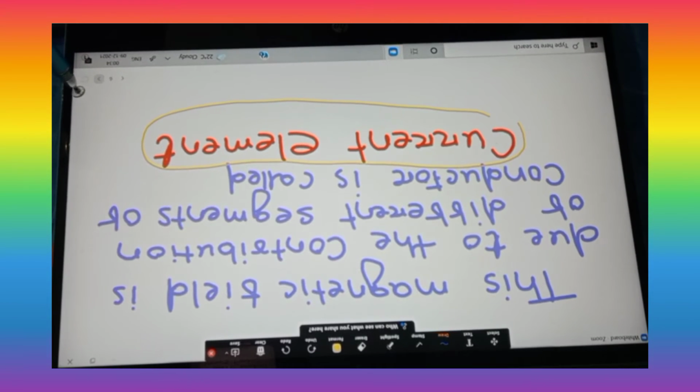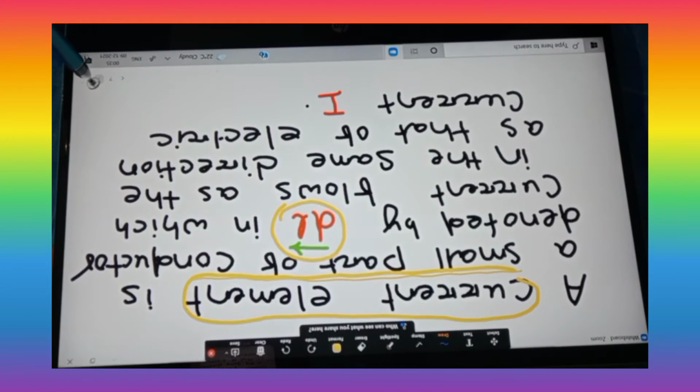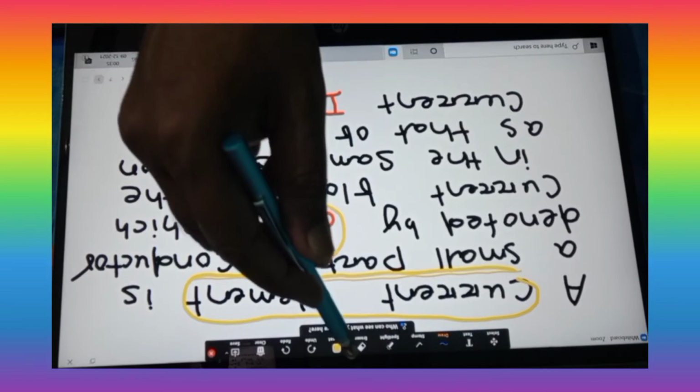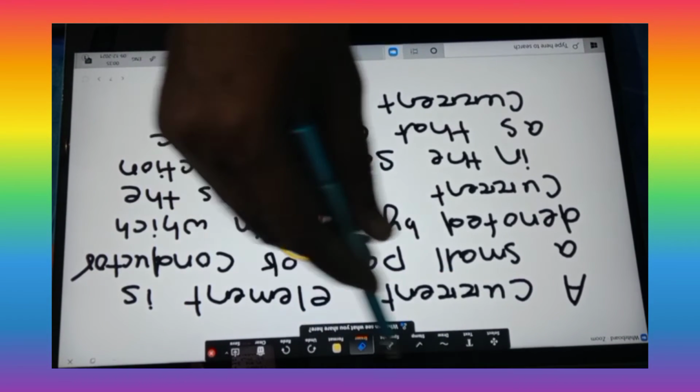In the Biot-Savart law, you have to find out the magnetic field due to a current element. The Biot-Savart statement is mainly focused on finding the magnetic field due to a small segment of the conductor, and this small segment of the conductor is known as the current element. The magnetic field is due to the contribution of the different segments of the conductor, each called a current element. Understand? So the magnetic field due to a small segment is known as the current element. A current element is a small part of the conductor.